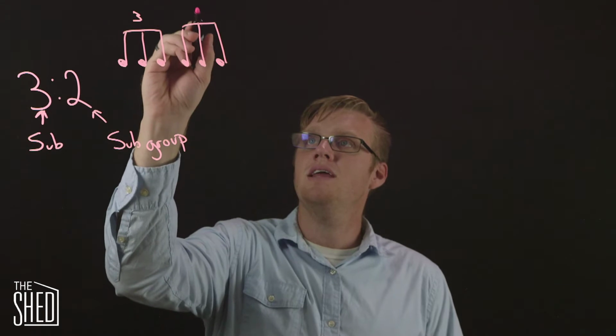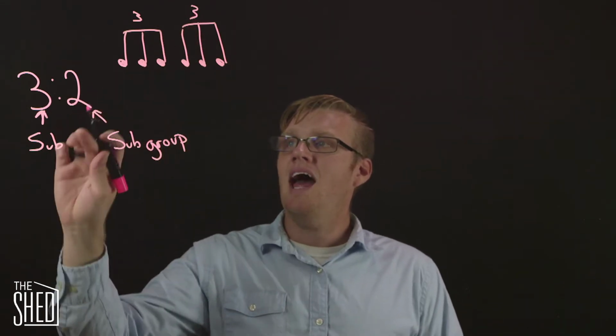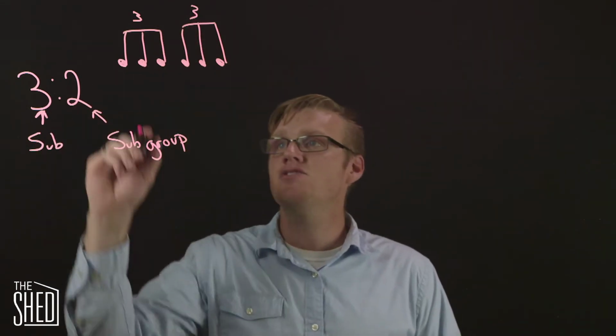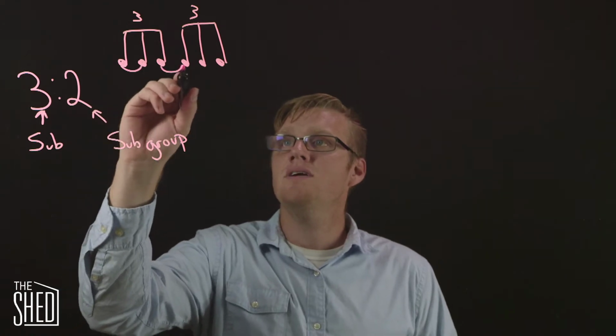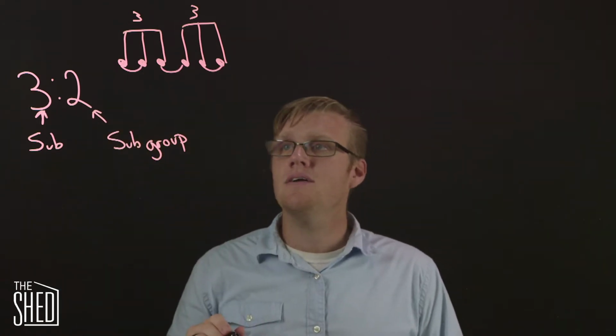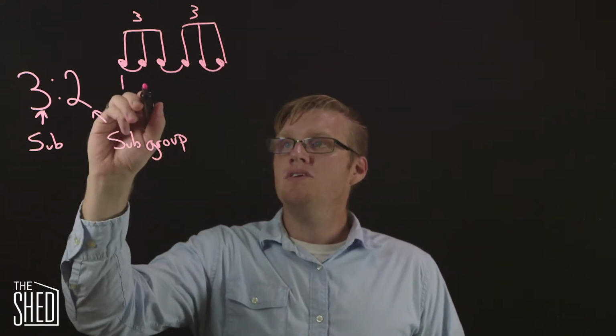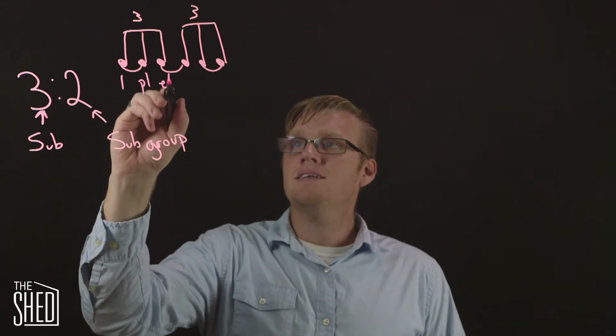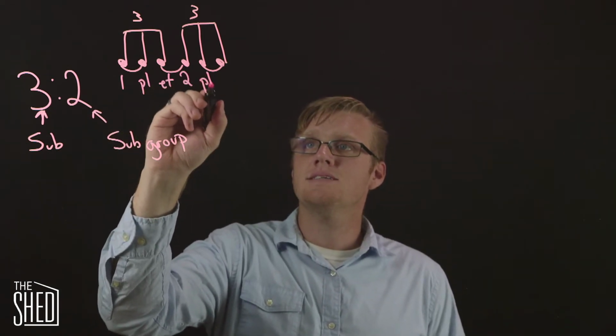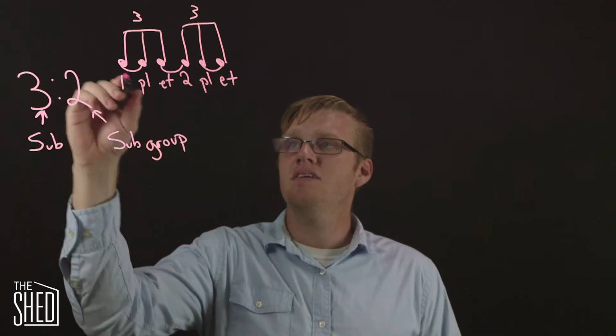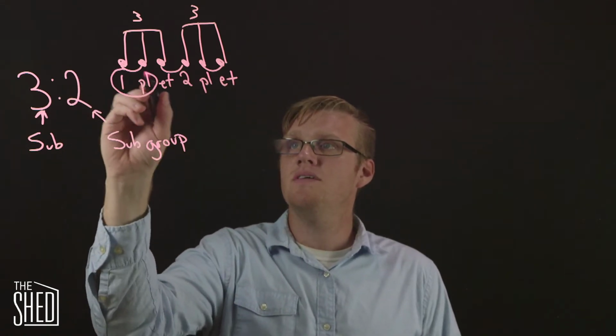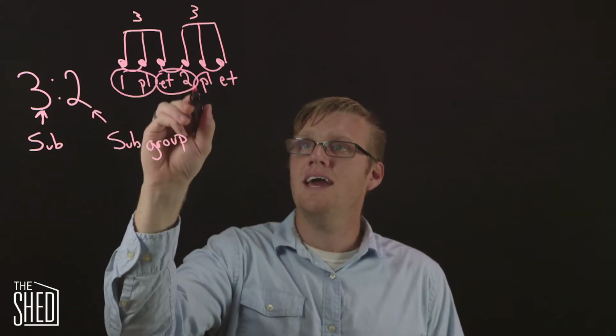The beat is being divided evenly by 3. And I am going to group them in sets of 2. So I'm going to tie every other subdivision together. If I was to write in the subdivision syllables for this, it would be 1 pull-et, 2 pull-et. And since they're tied, we're going to put these together, and these together.